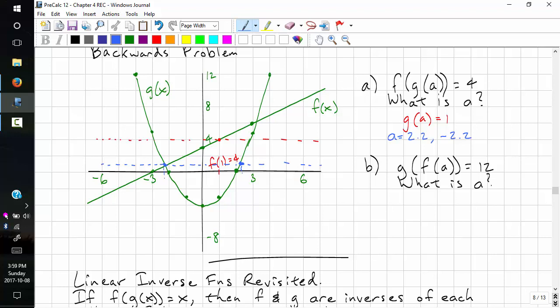Let's look at the next question. We have g of something equals 12. We see 12 here, and the x value is 4. So now we need f of something equals 4. Remember, the inside of this bracket is this, and because it's that, we can make them equal. So now we go along 4 again, and f of 1 is equal to 4.